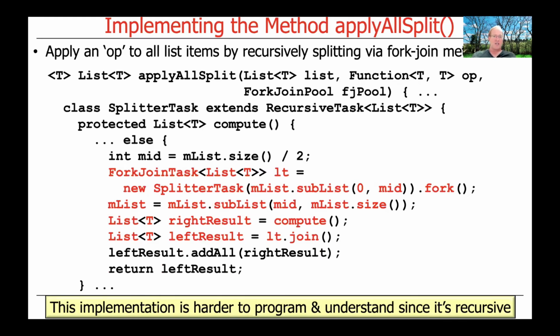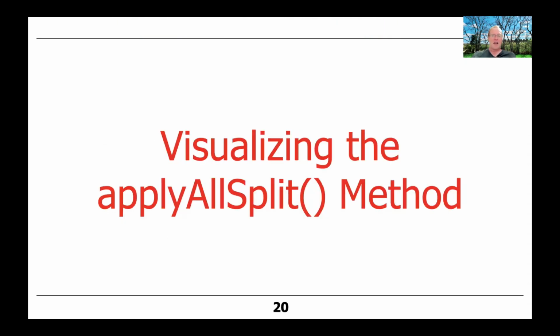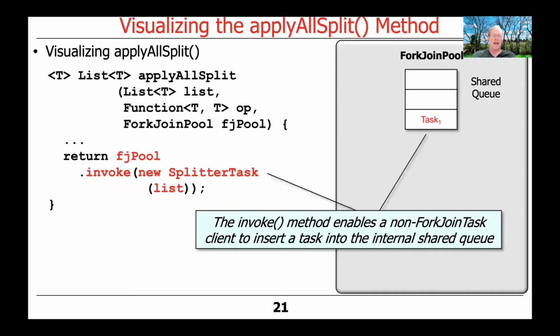Now, what about this implementation? Well, it's a little harder to program because it's recursive, and it's also a little harder to understand because it's recursive. Although once you get the basic model, it's kind of paint by numbers because it always looks pretty much the same. So one thing that would be helpful here, as was the case with the applyAllIter method we looked at earlier, is to take a look at how to visualize this. So let's take a look at how we could visualize the usage of this particular approach.